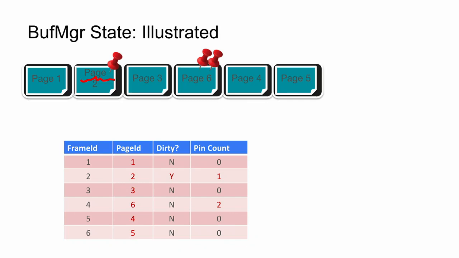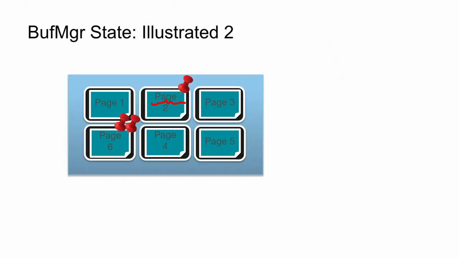We've squiggled on the page to indicate when it's dirty, such as page 2. We have pins on the pages that are in use. So you can see page 2 has a pin count of 1, which indicates that one program, one process, is accessing page 2. Page 6, which is in frame 4, has a pin count of 2, which indicates 2 programs, processes, or tasks are accessing it at that given point. Okay, so now here's a nice boxed illustration of it.